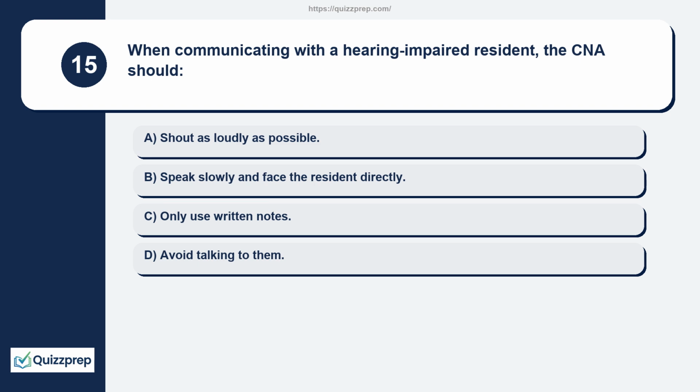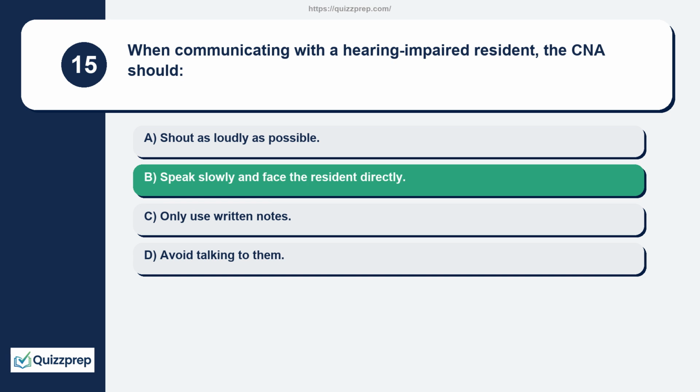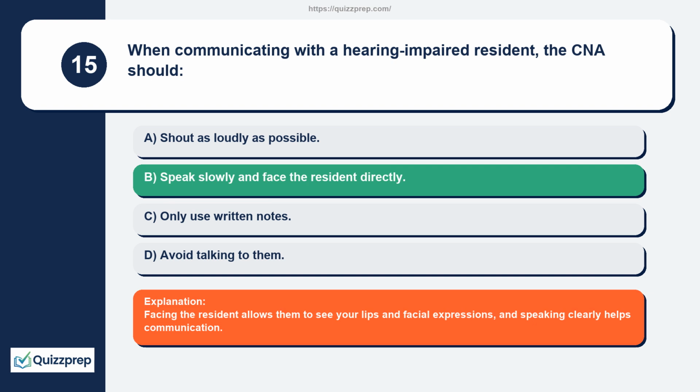Question 15. When communicating with a hearing-impaired resident, the CNA should shout as loudly as possible, speak slowly and face the resident directly. Only use written notes. Avoid talking to them. Facing the resident allows them to see your lips and facial expressions, and speaking clearly helps communication.